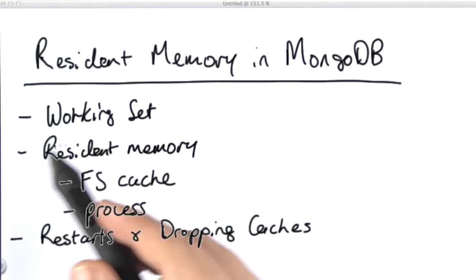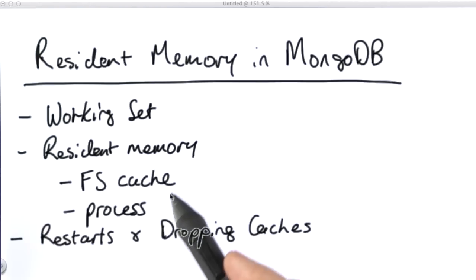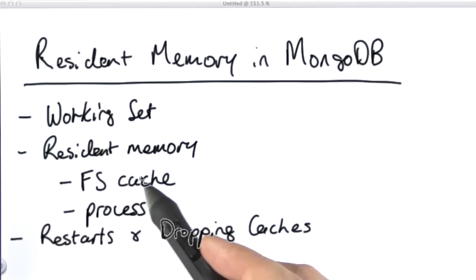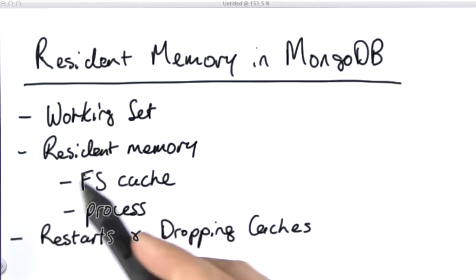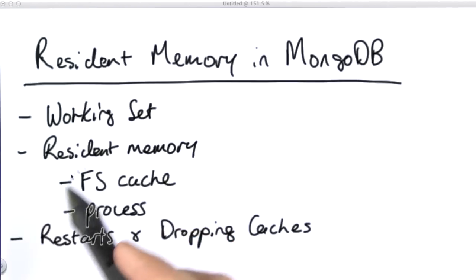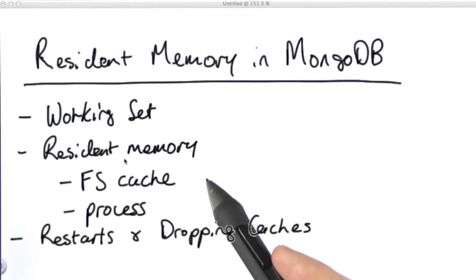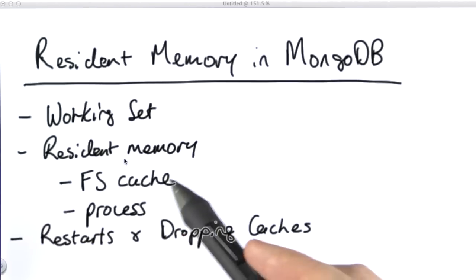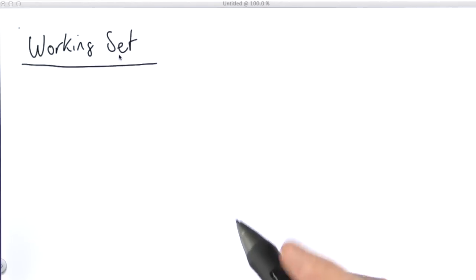Second, then we'll go and talk about the resident memory metric in general. In particular, we're going to be talking about what is assigned to the process versus the file system cache. We'll show you some of how that works and how specifically in MongoDB the resident memory metric can be somewhat unreliable as a metric of what's actually in RAM or not. And then I'll just briefly cover restarting processes, dropping caches, rebooting machines, and how that actually affects what's in memory and what's not.